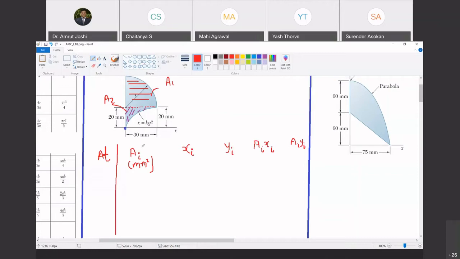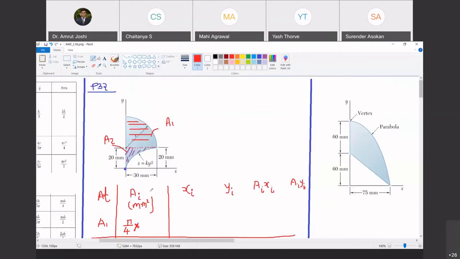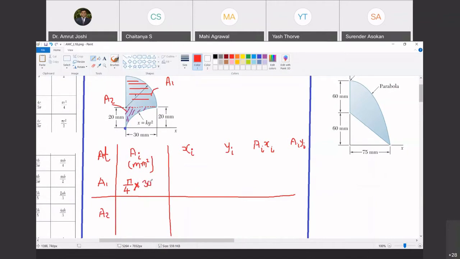So let us write down first the area designations. We have two areas here, A1 and A2. Can you tell me the values of their areas? A1, what is the area? Pi by 4 into r square. Do you agree with me? Yes, sir. Pi r square is the area of a circle, so pi r square by 4 is the area of a quarter circle. What is the radius? Radius is 30 mm. Yes, sir. So therefore 30 square. Can you tell me this value?